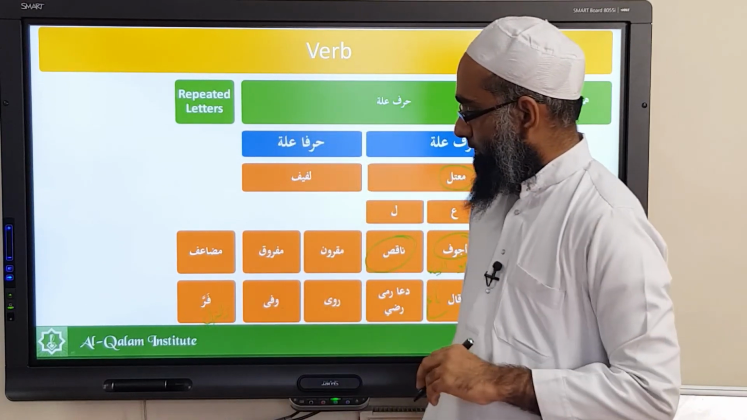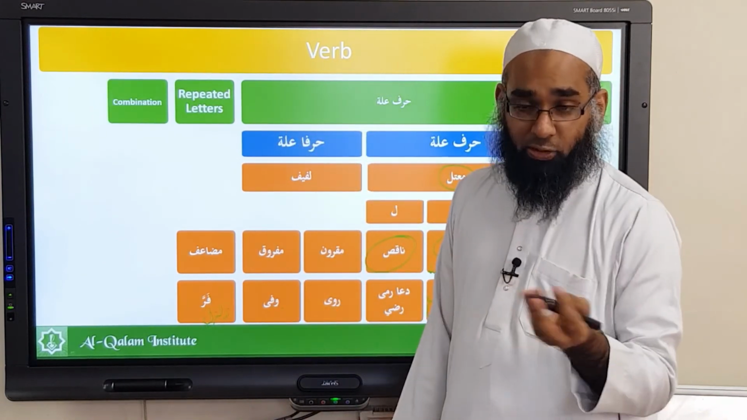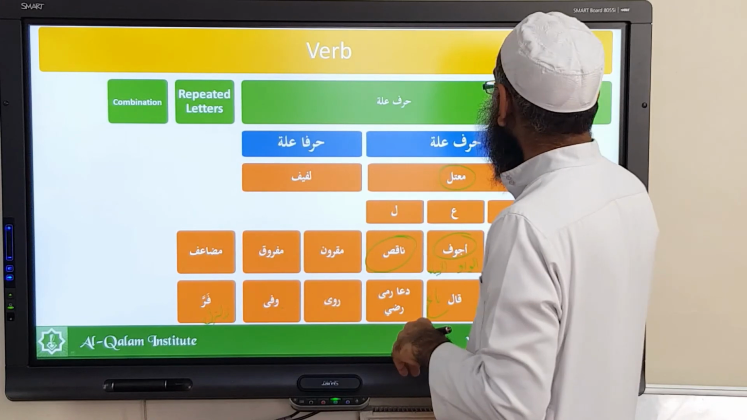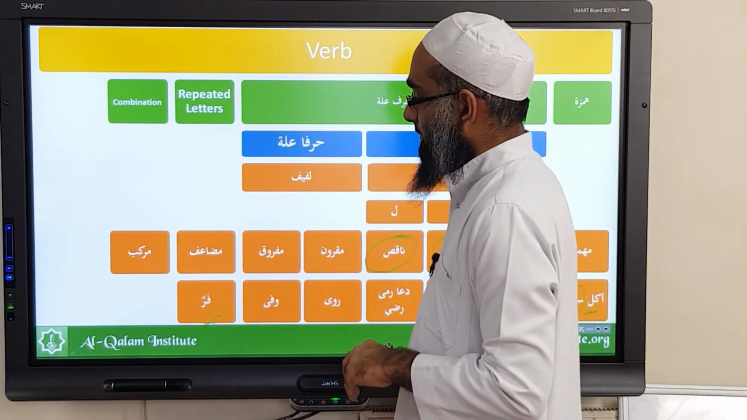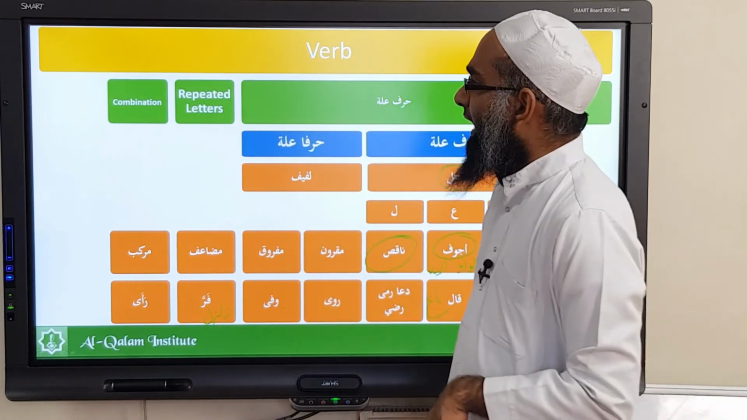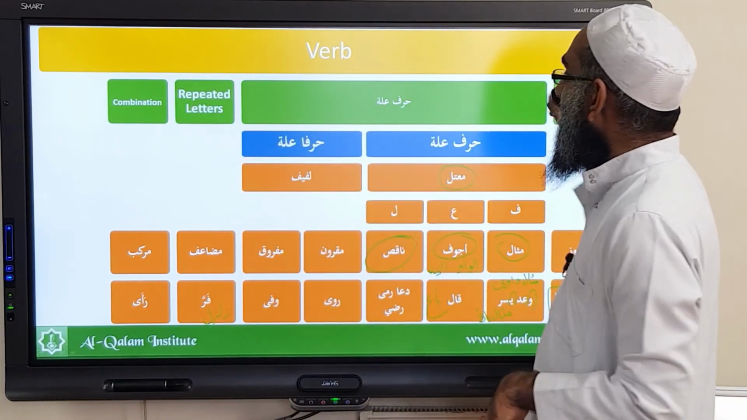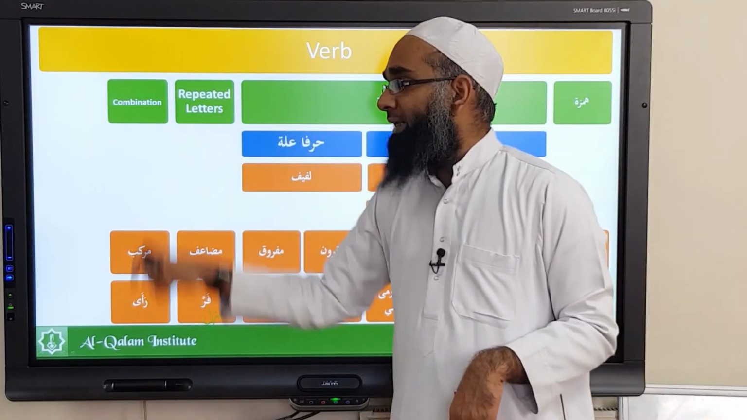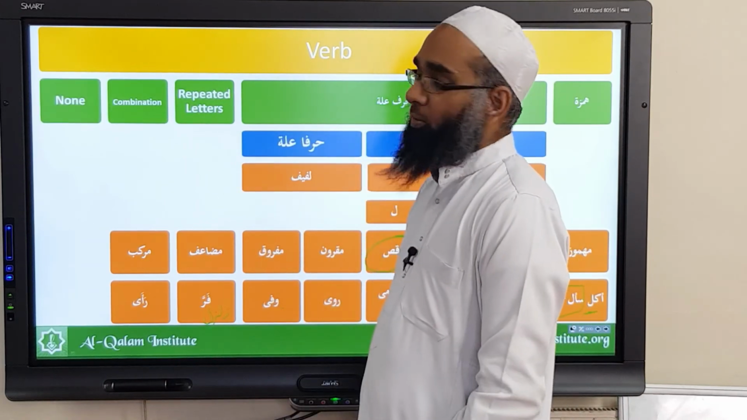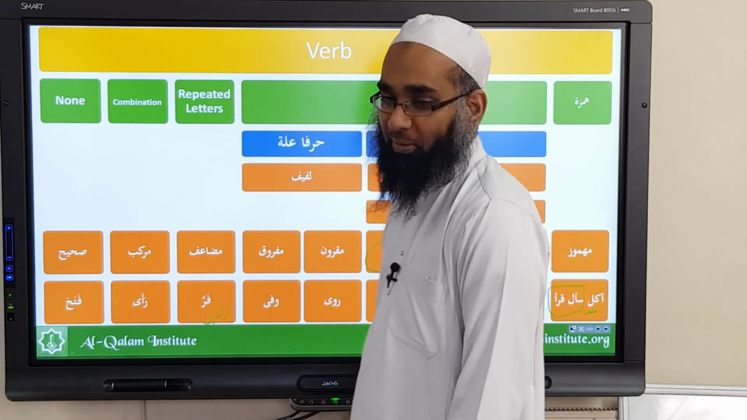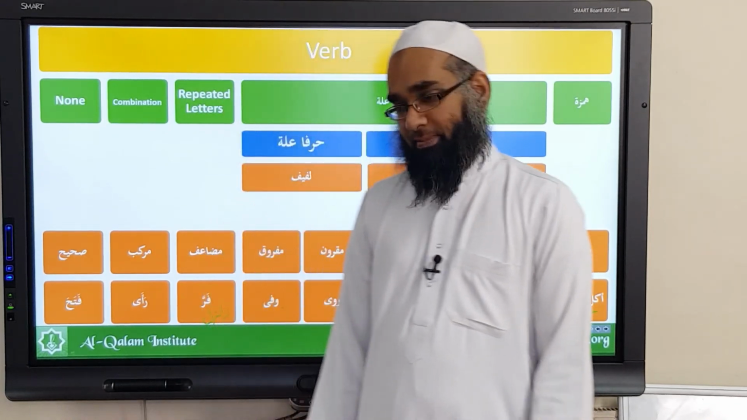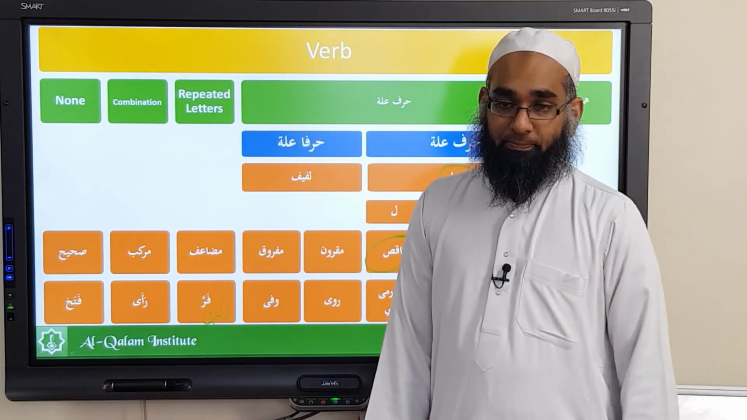Another example of ruba'i is zalzala. If it's a combination of any of these, meaning the hamza and harf illa, two harf illa, what do you call it? Murakkab. For example, ra'a. And if it has none of these, no hamza, no harf illa, no repeated letters, you call it sahih, like our old boring friend from before, a faithful friend: fataha, sami'a and daraba. Any questions?